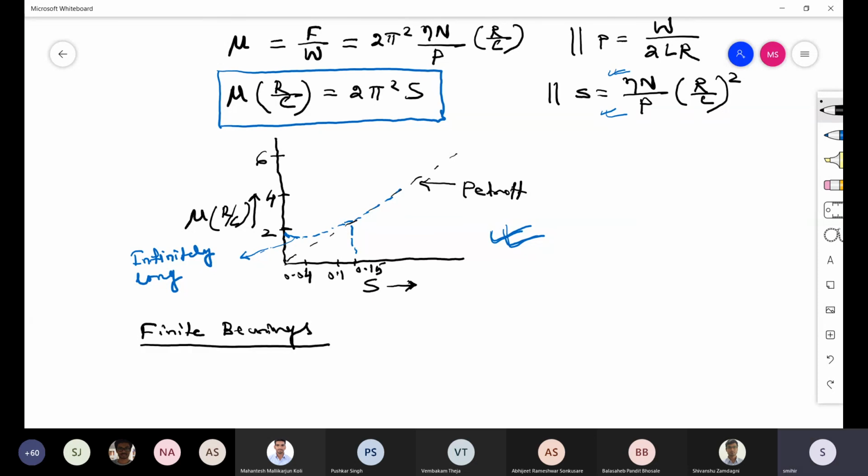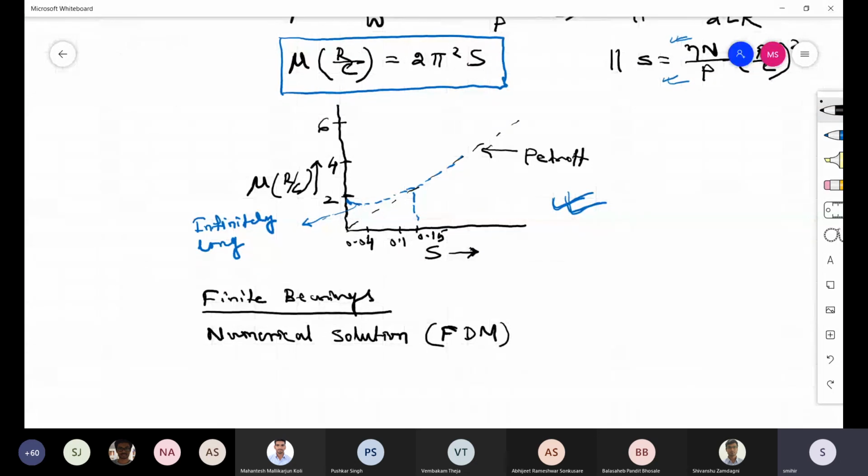Now how do you solve for finite bearings? We'll go for a numerical solution. We cannot solve on pen and paper, so we'll go for a numerical solution, and that too will use the finite difference method that we discussed earlier. Have you tried that one-dimensional program, that is, the slider bearing? Yes, sir.